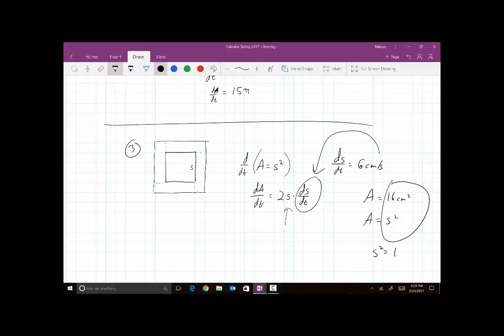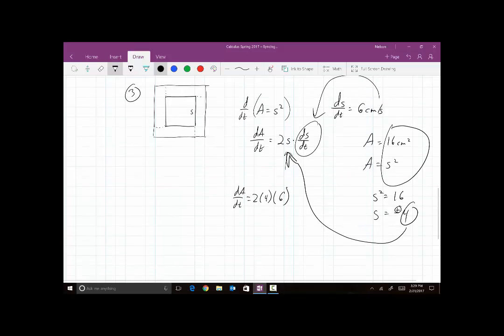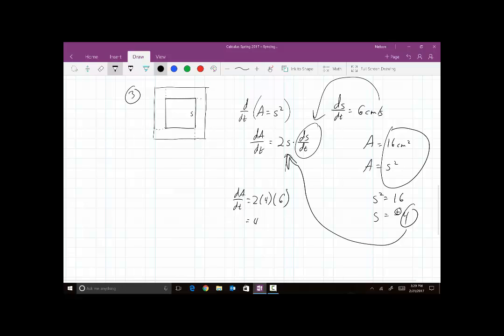So if s squared is equal to 16, then that means s would equal plus or minus 4. But you can't have a square with a negative length, so it's got to be positive 4. So that means that positive 4 is going to go inside here. And so that means that dA/dt is going to equal 2 times 4 times 6. So that's going to be 48, and that's going to be square centimeters per second.